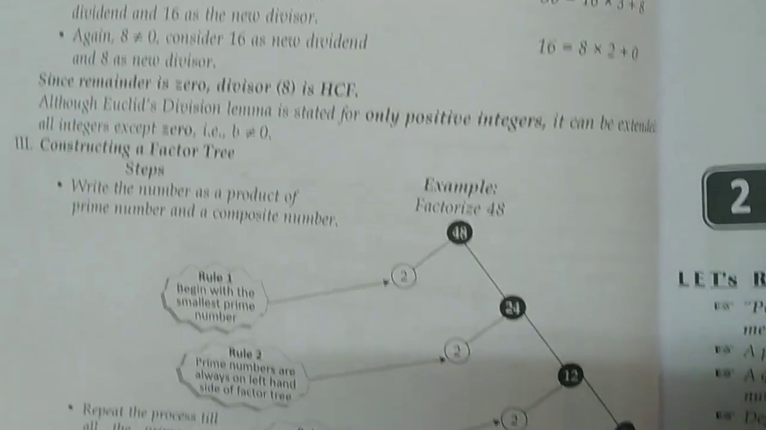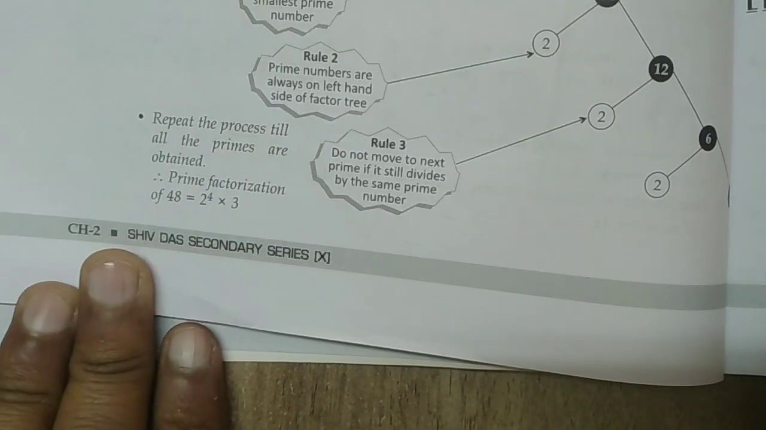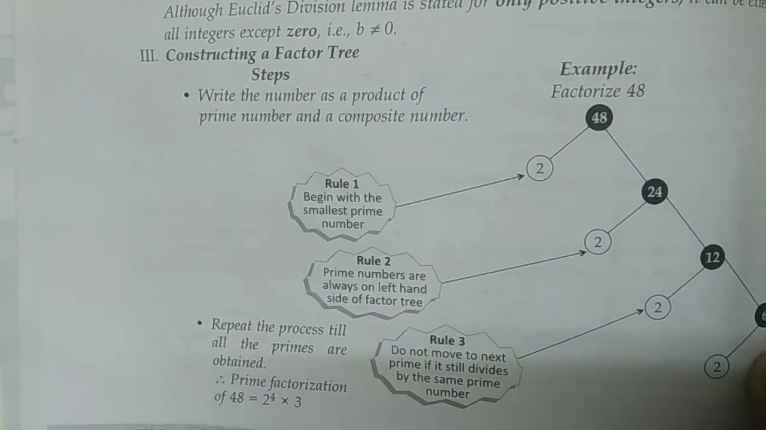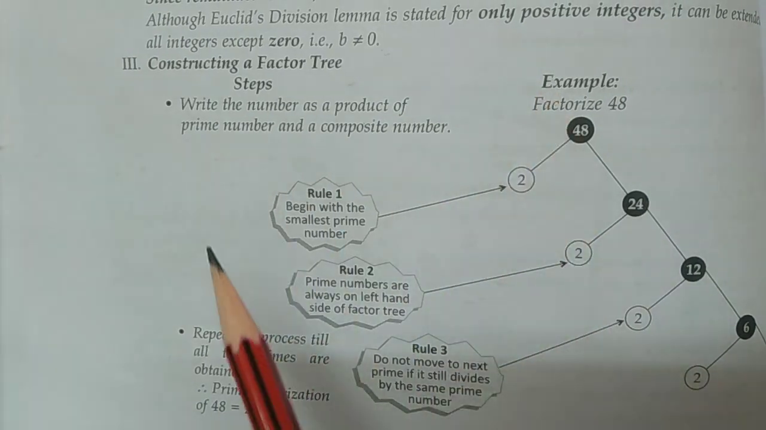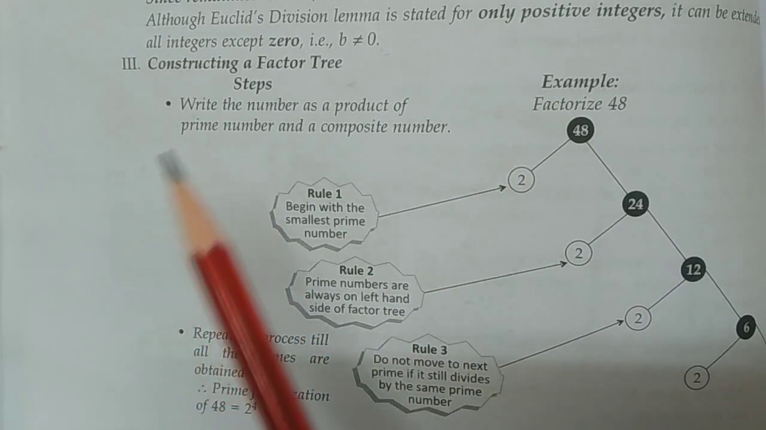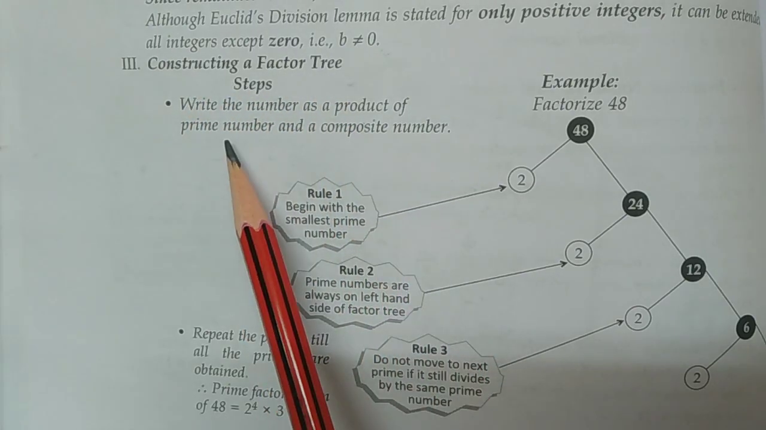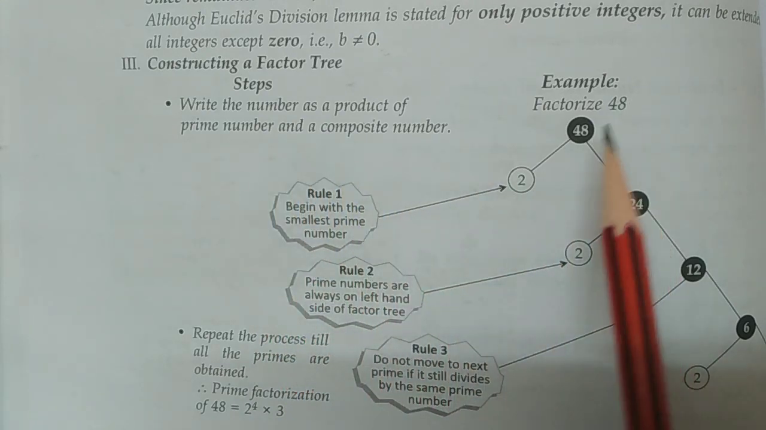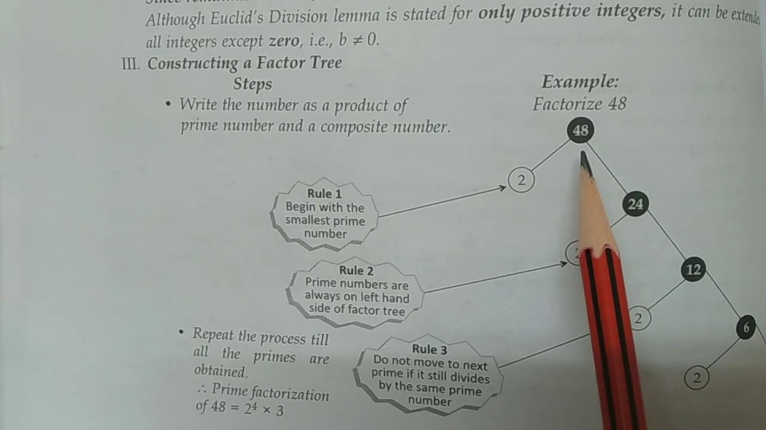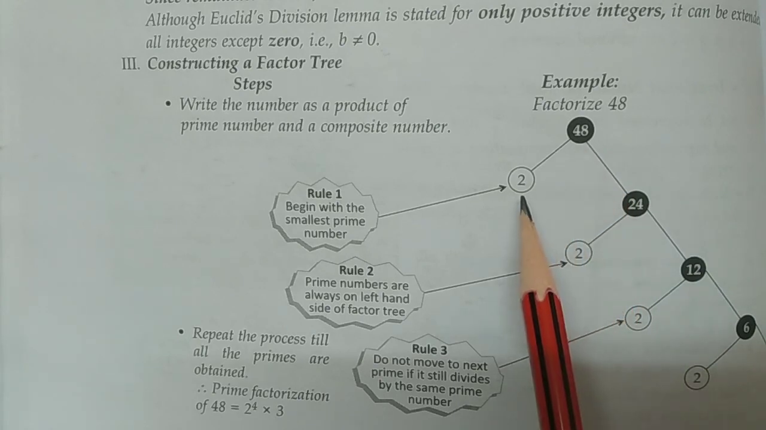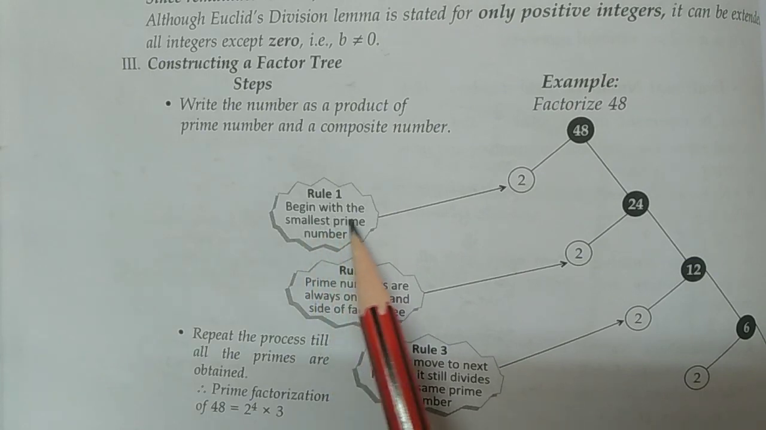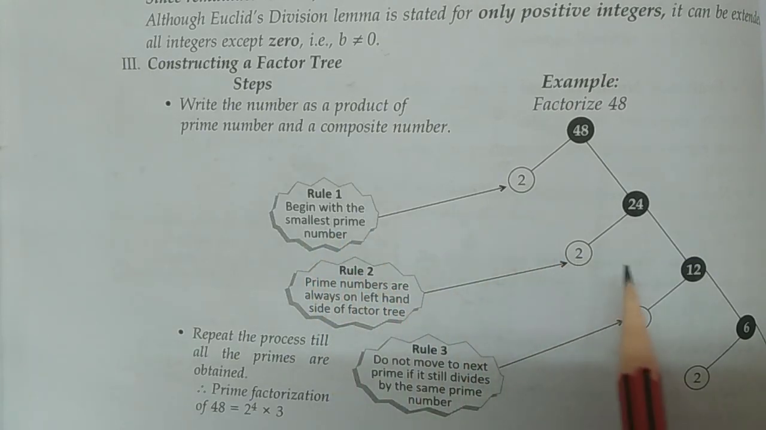Now let's start with constructing a factor tree. Now we are constructing a factor tree from here. What should be the steps? Write the composite number as a product of prime numbers. An example is given here: factorize 48. Rule 1, begin with the smallest prime number, so we start with 2. Rule 2, prime numbers are always written on the left-hand side of the factor tree.